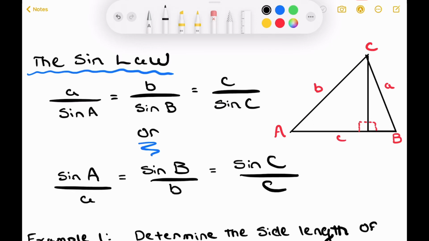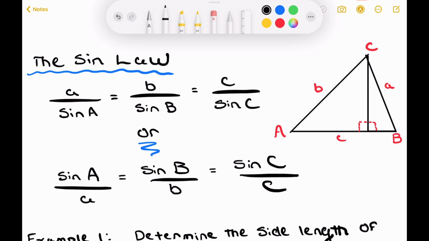Okay, so this video is going to go over the sine law, and what the sine law does is it takes side lengths of a triangle and then relates them to the sinusoidal function of vertices angles. So as we can see by the sine law here, it's a over sine A is equal to b over sine B, which is equal to c over sine C.